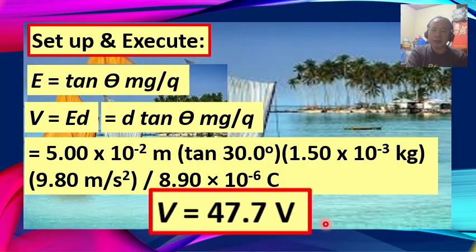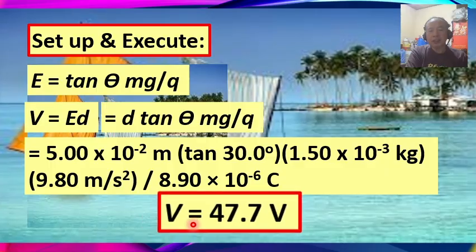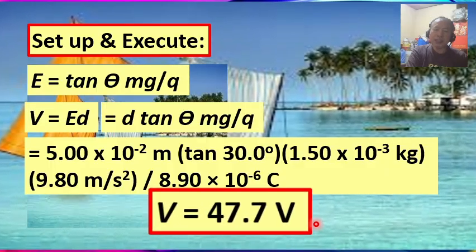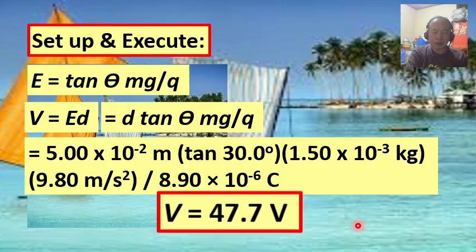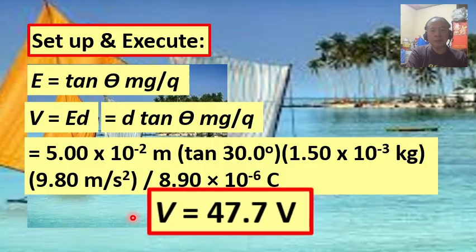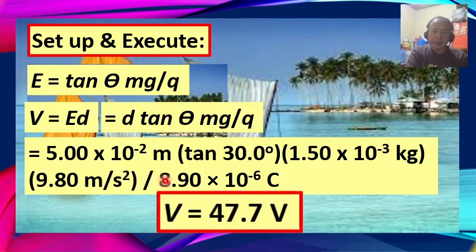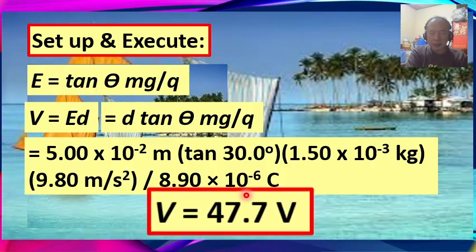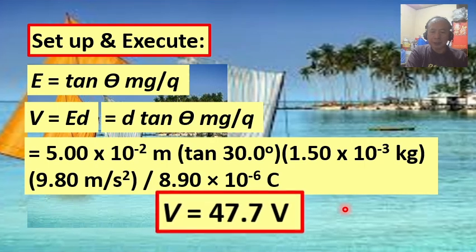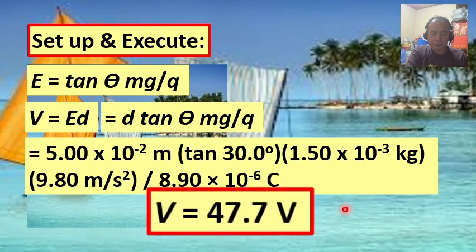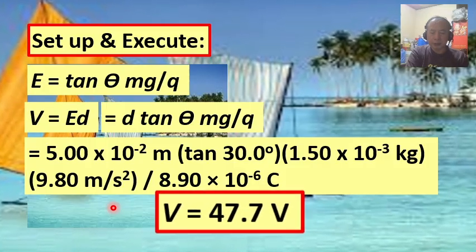So this is our final answer to the question. All right? What is the electric potential between the two parallel plates to cause the charged sphere to be deflected at that angle theta, equal to 30.0 degrees from the vertical? And that ends our video tutorial for this topic.